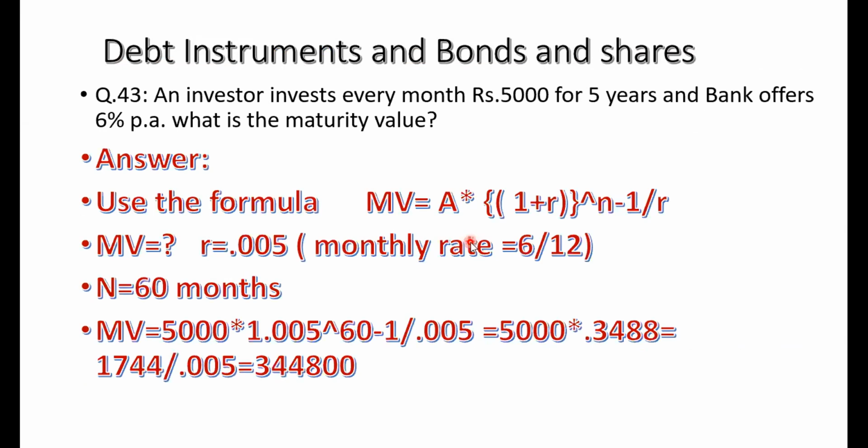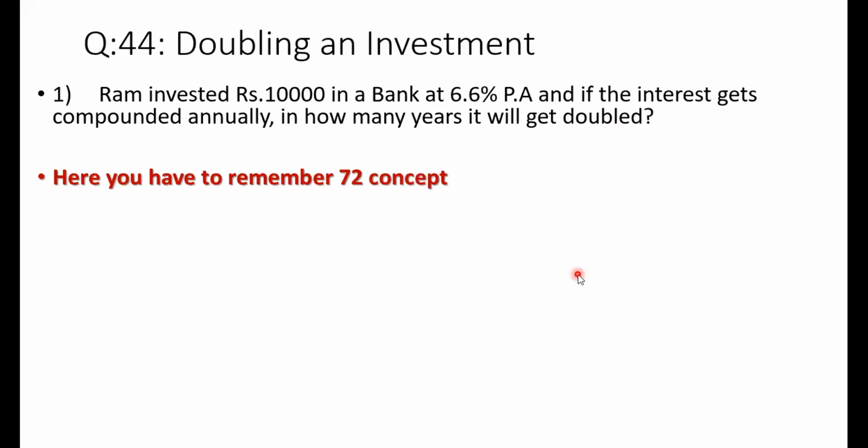Every month. So what is the 5 years? So 60 month RD, recurring deposit. Find out the maturity value. Formula, if you practice this, you will get it. Okay, 43. 44, doubling. This is a new concept.